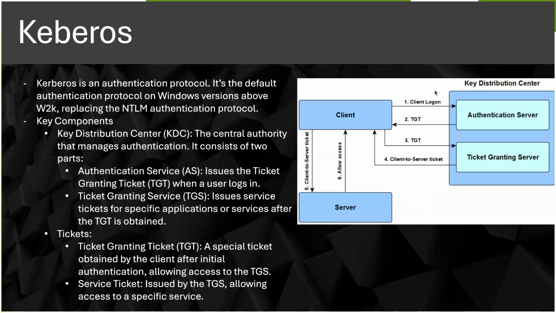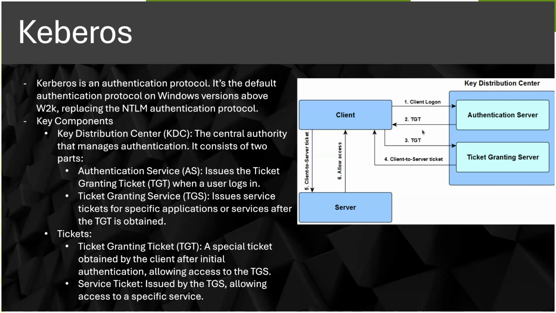The Kerberos protocol contains these key components. The first one is the key distribution center. This is a central authority to manage authentication. It has two parts, the authentication server and the ticket granting server. The authentication service is the one that issues the ticket granting ticket, TGT, when the user logs in, and the ticket granting service, TGS, will issue a service ticket for a specific application or service.